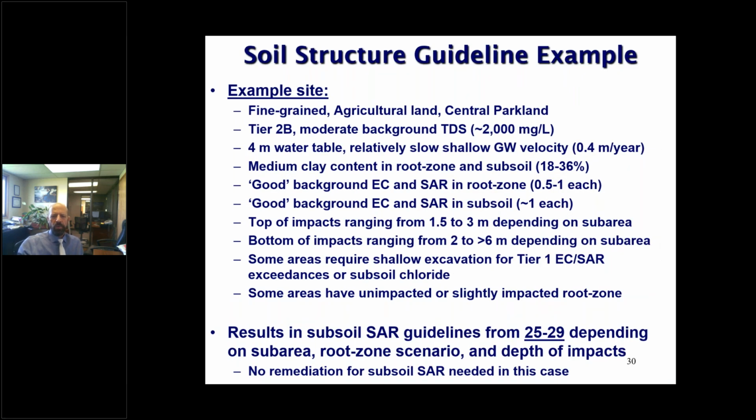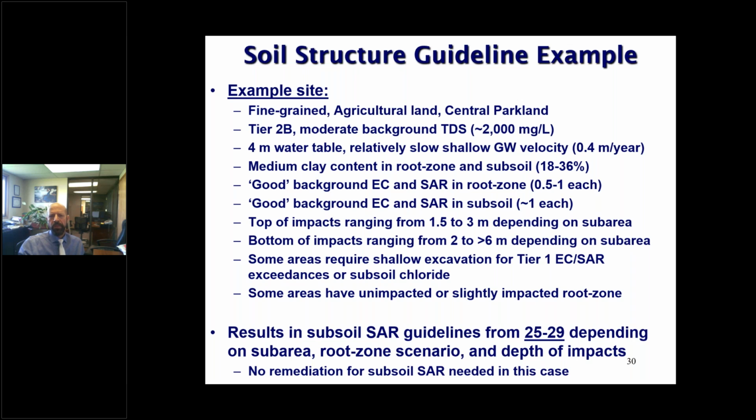And just as a quick little example of this, say a typical fine-grained site, agricultural land, central parkland, typical background TDS with some monitoring wells, 4-meter water table, typical shallow groundwater velocity, medium clay content, pretty good background salinity, impacts fairly shallow, like in the top 6 meters, some areas needing some excavation for chloride and tier 1 EC SAR problems in the root zone, some not.